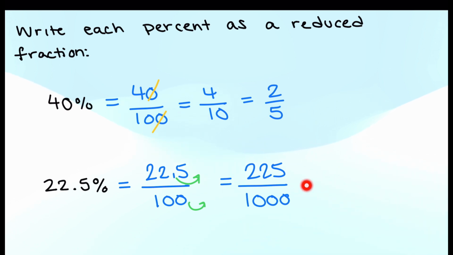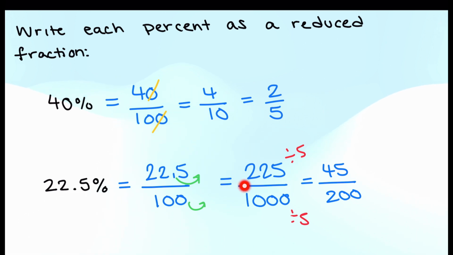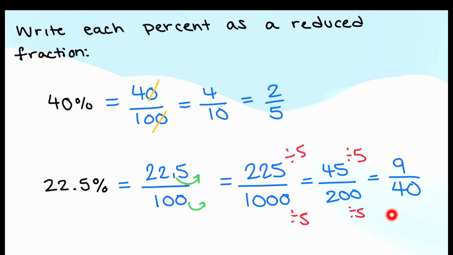This is now a fraction that we can reduce. I can definitely divide by 5. 225 divided by 5 is 45. 1,000 divided by 5 is 200. And then looks like we can divide by 5 again. 45 divided by 5 is 9. 200 divided by 5 is 40. And I can't reduce any more, so 9/40 is the same as 22.5%. Now, if you had noticed that this 225 over 1,000 is divisible by 25, you can definitely just do that reducing in one step.